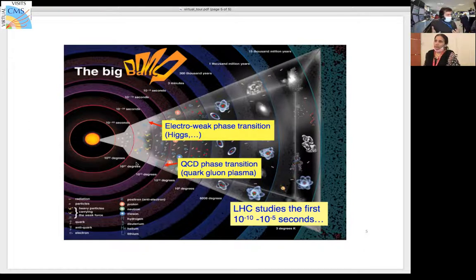Similarly, we live in a three-dimensional world, so we see three dimensions, X, Y, Z, and time, for example, the fourth one.